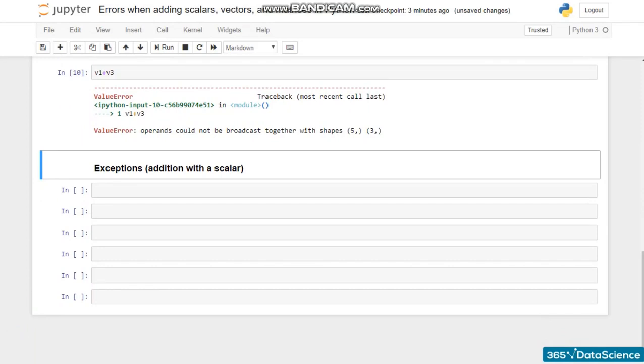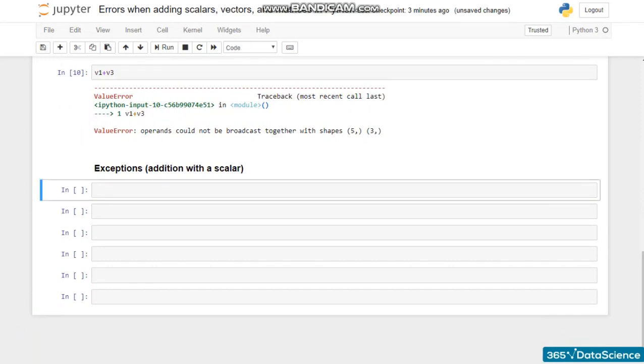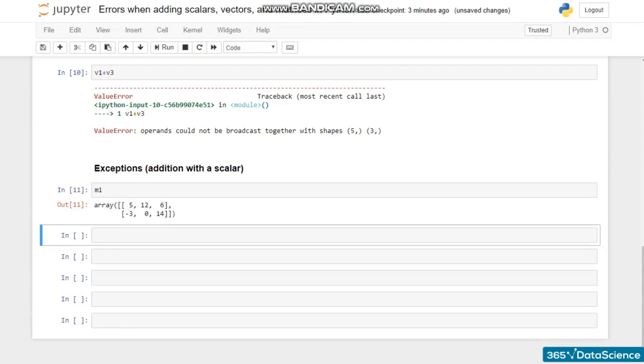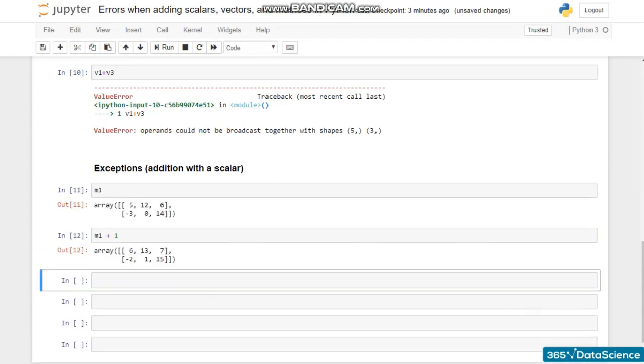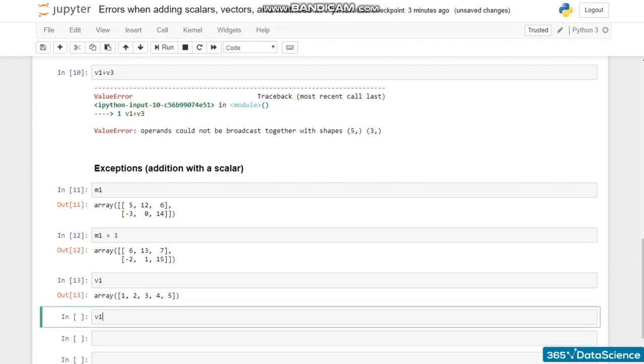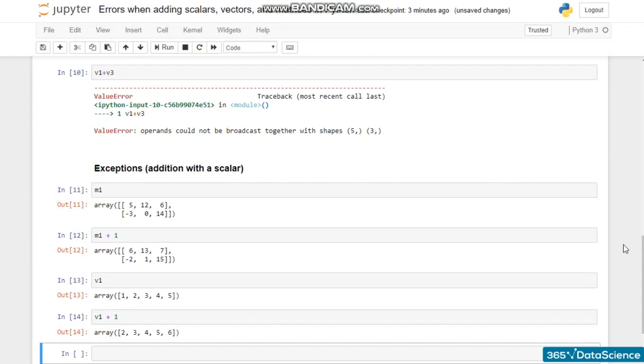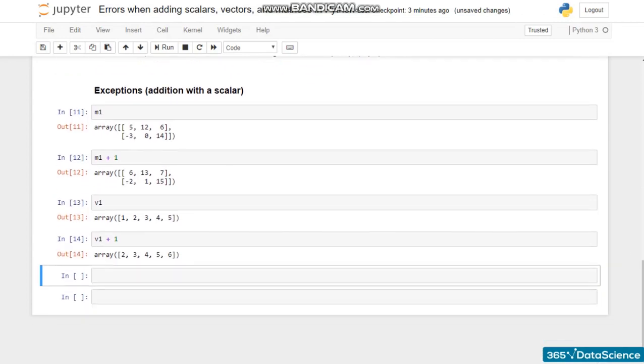Because of how arrays work in Python and many other languages, we can actually add scalars to matrices and vectors. For instance, if I add 1 to the matrix M1, you can see that 1 was added element-wise. In other words, each element was increased by 1. Similarly, if I add 1 to the vector v1, it will be added element-wise. Mathematically, this operation is not allowed as the shapes are different, but in programming, or at least in Python, it works.